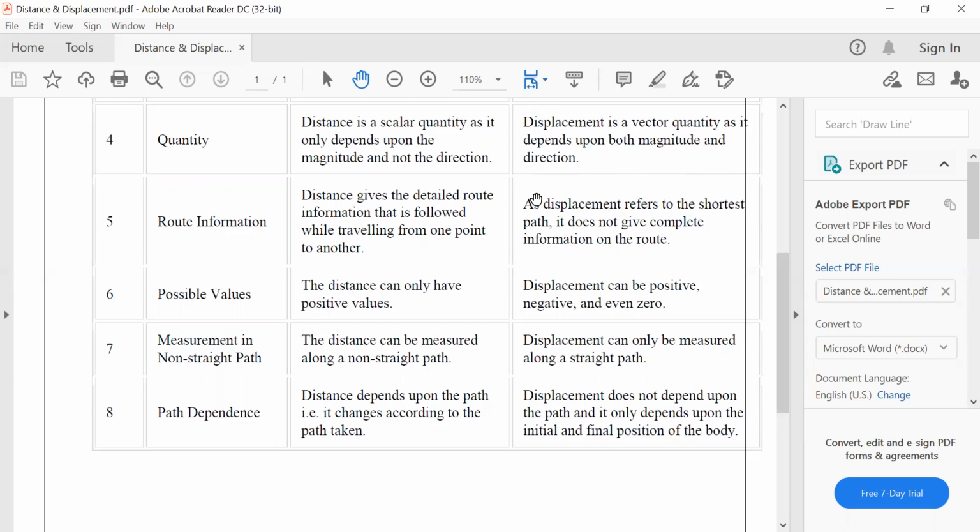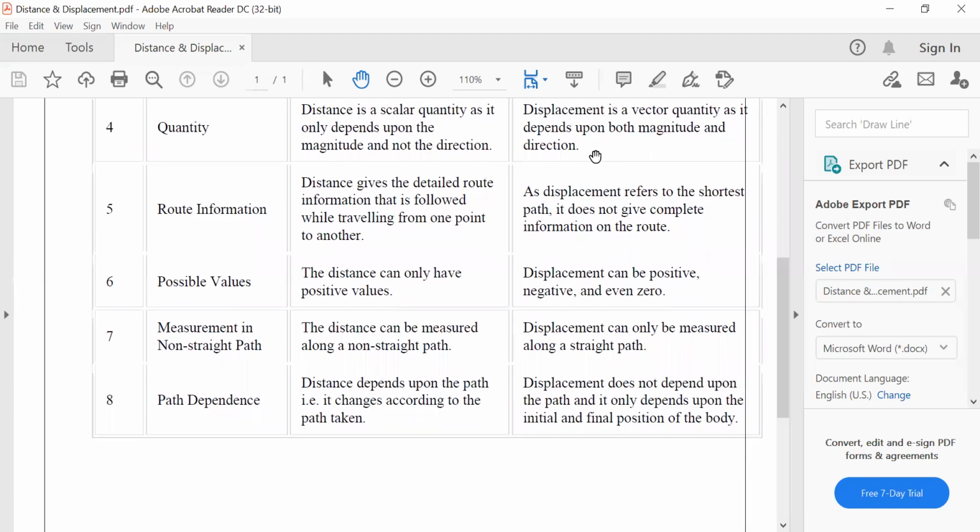So we discussed these points in the live class, isn't it? Here displacement only refers to the initial point and final point, and we never spoke about whatever path was taken. So displacement refers to the shortest path and does not give complete information on the route.